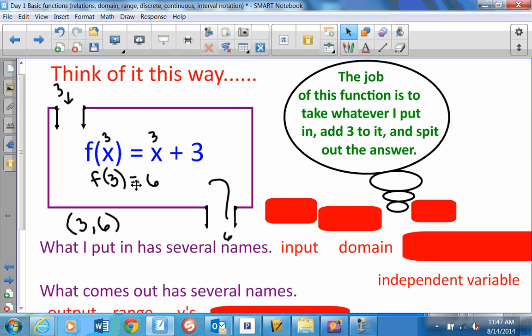Okay, here's another thing. Remember how your teachers always told you in the past, if you see an f of x, don't get scared. What can you put in place of that? A y. So I could write y equals 6. Oh, y is this thing. Does that help? Yeah, I got it.